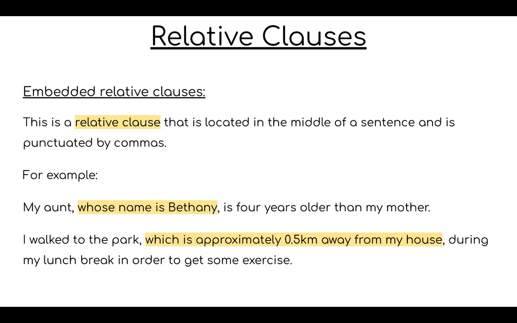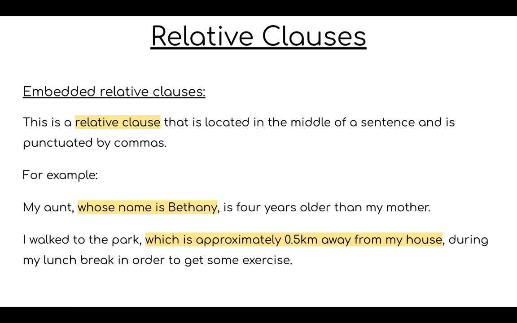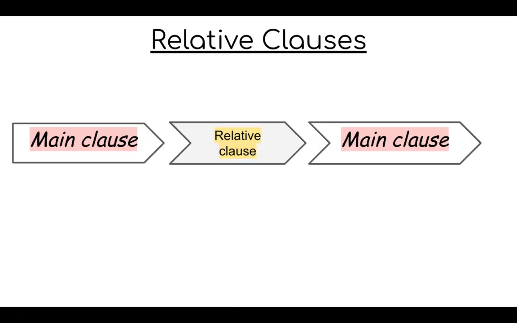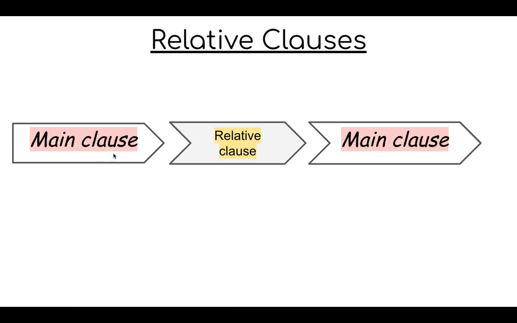Second one, I walk to the park, comma, which is approximately half a kilometer away from my house, comma, during my lunch break in order to get some exercise. Again, the relative clause is in the middle. It begins with the word which, and it's in the middle of the main clause. Here's a picture of it as well. So an embedded relative clause will have part one of the main clause, the relative clause in the middle, and then part two of the same main clause.